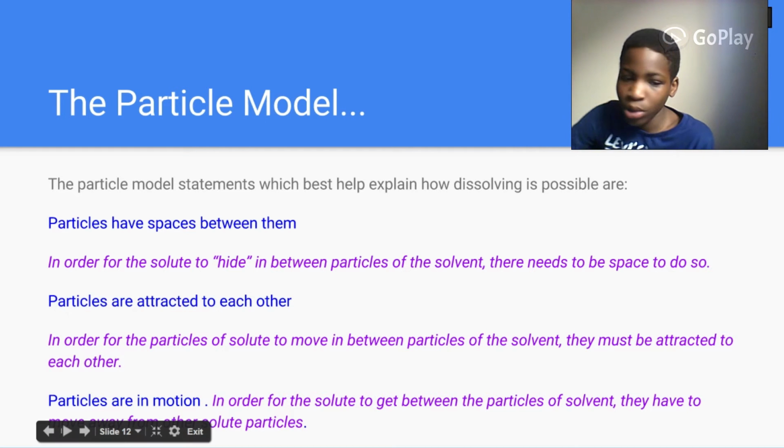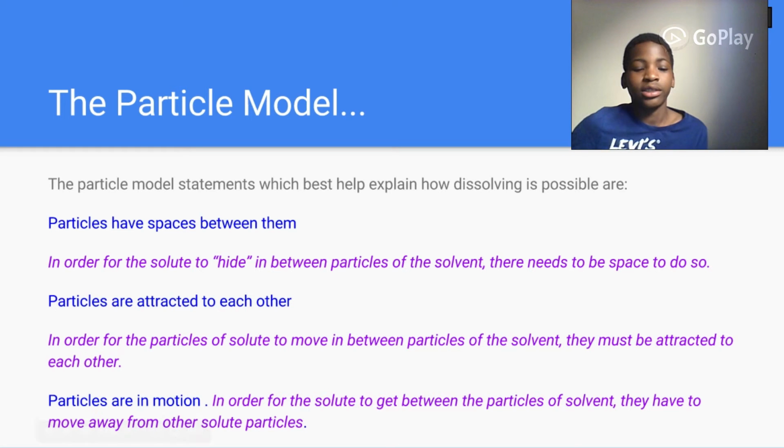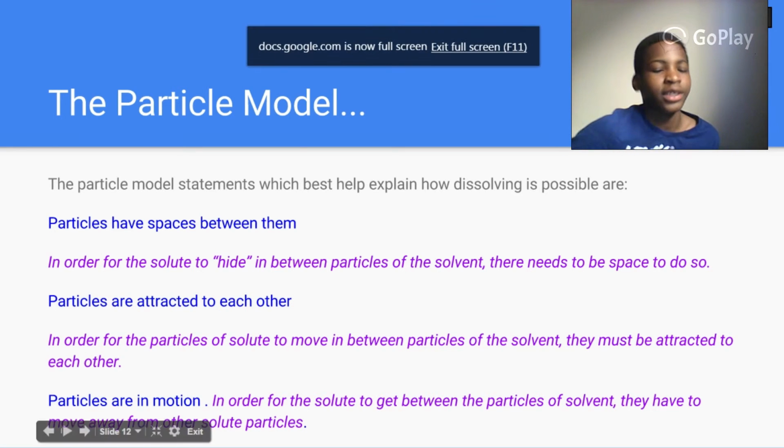Particles are always in motion. In order for the solid to get between the particles of the solvent, the particles have to be moving, right? Because if they're not moving, they'll just stand there and not really do anything.